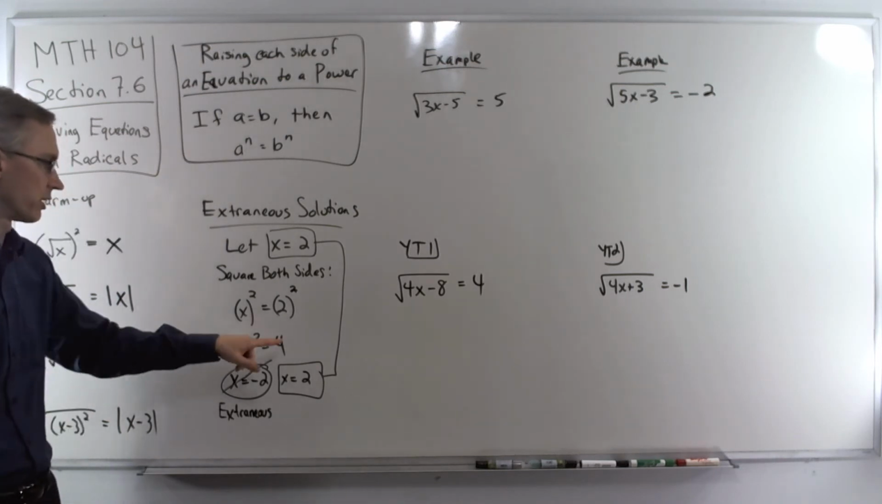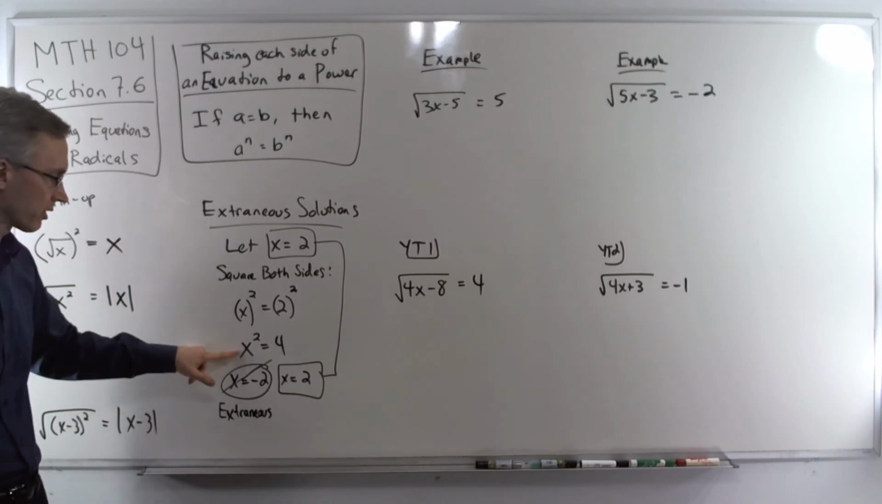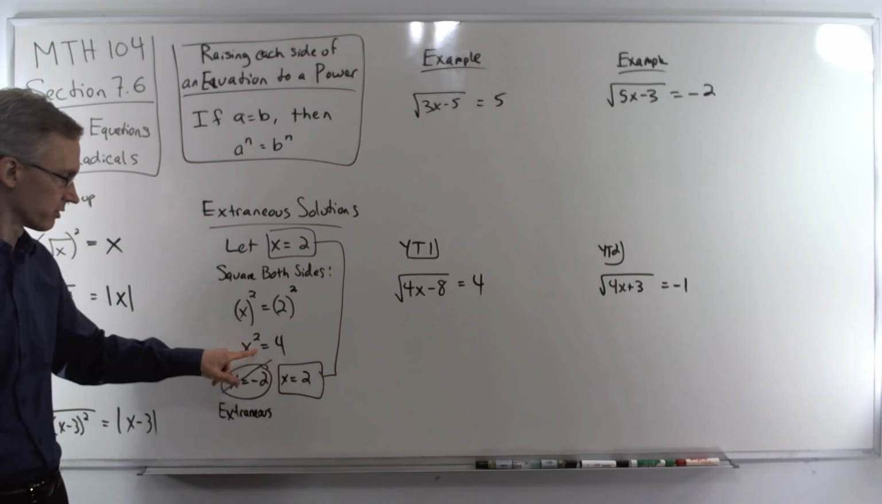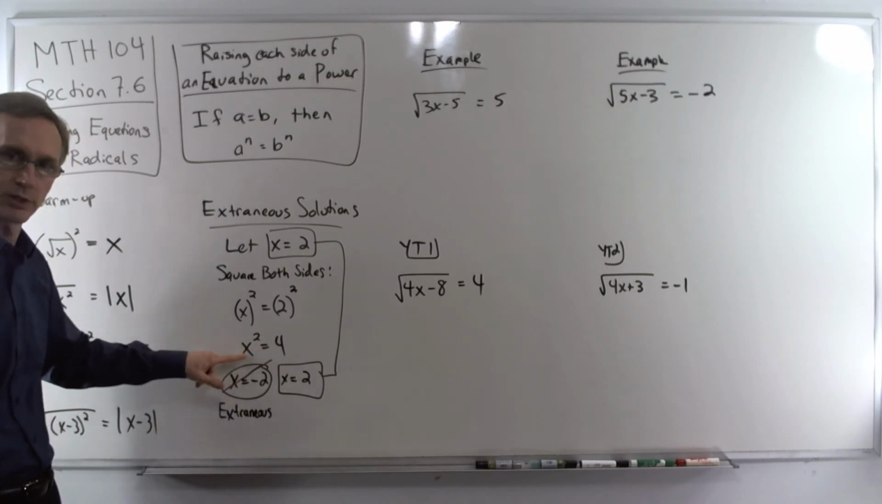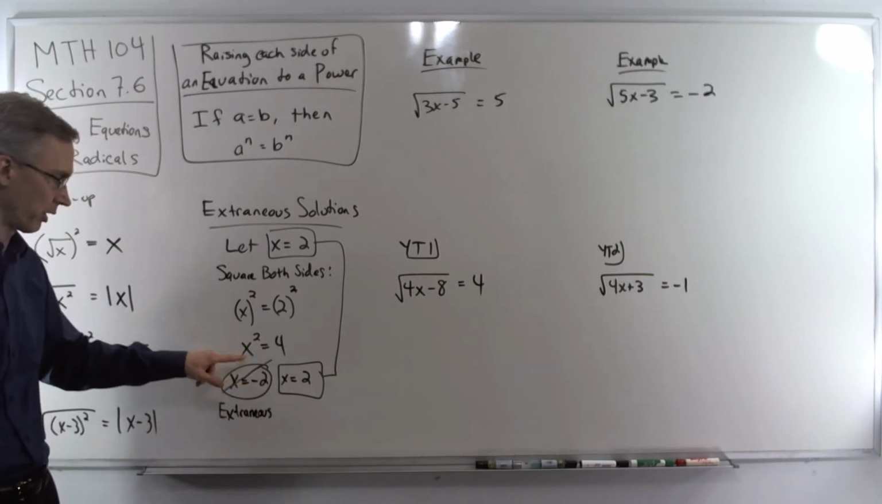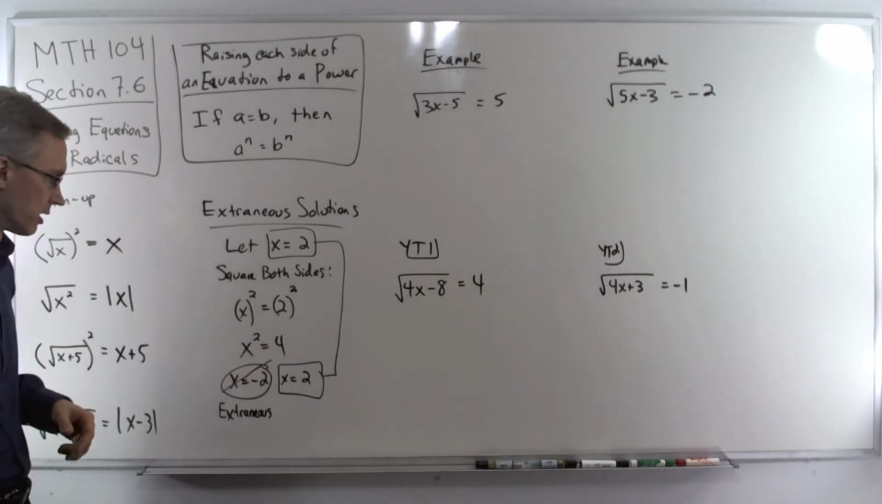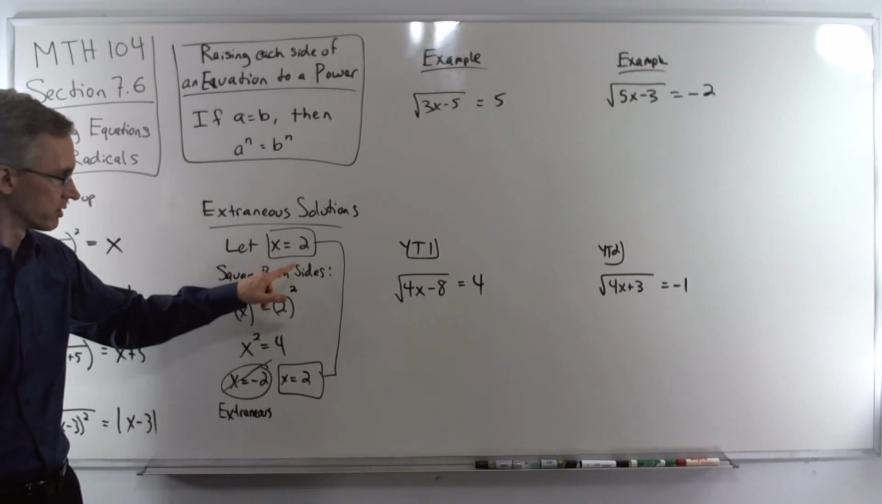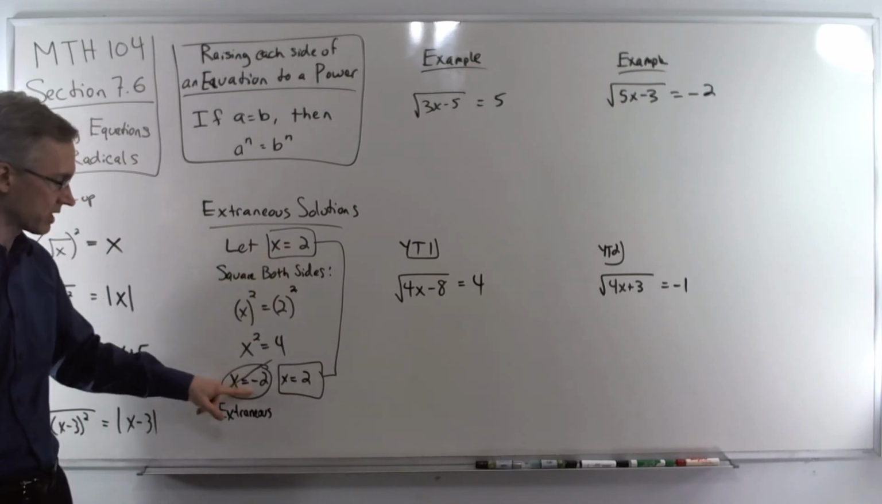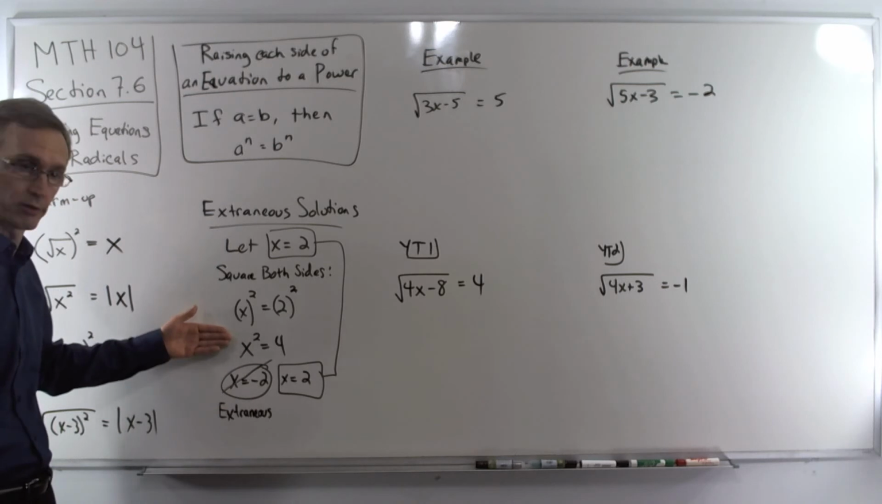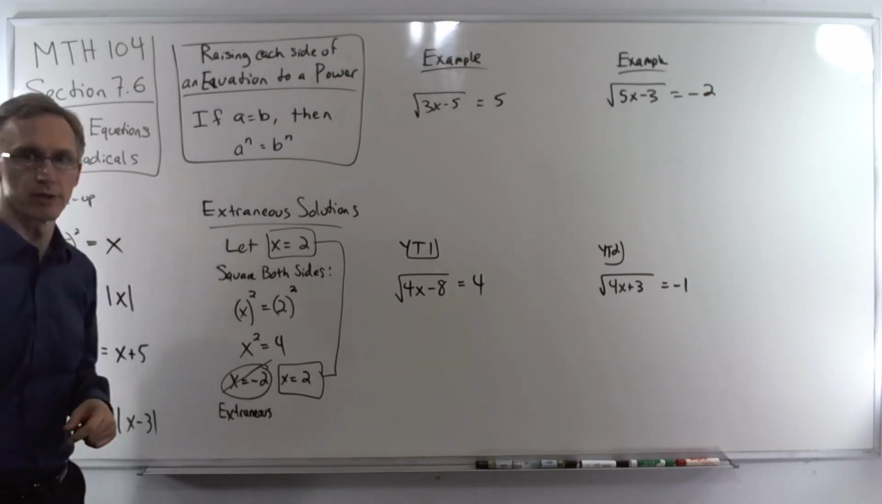So we have x squared equals 4. Now if we solve that equation, we can get two solutions. 2 is a solution to this equation, but negative 2 is also a solution to the equation, because when we square negative 2, the negative goes away and it becomes positive 4. So this is a solution to the original equation, but this extra solution here is a solution to our new equation, but it's not a solution to the original equation.